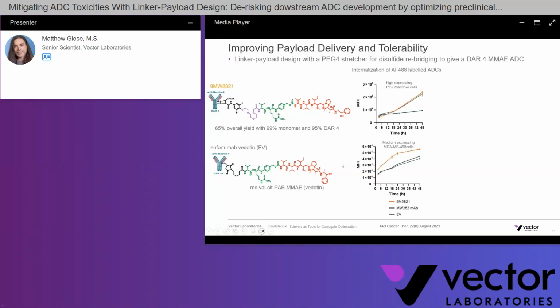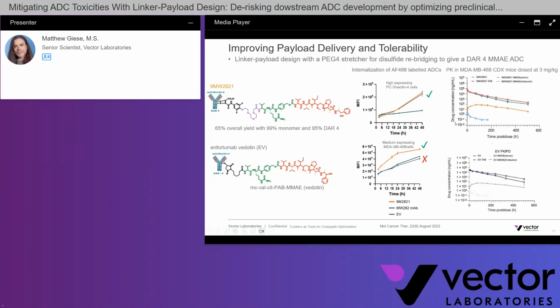The internalization studies were interesting, and in high-expressing cells, both ADCs internalized similarly. However, in medium-expressing cells, Mabwell's ADC internalized better than both EV and the unconjugated antibody, and that's despite identical binding affinities. So that suggests that some property of the linker payload or conjugation, some property like the extra negative charge or the ARO ring or the PEG spacer affected either TMDD or antigen-independent uptake. And depending on which, this could suggest increased efficacy in tumors with low antigen expression, or it could suggest increased tox due to antigen-independent uptake.